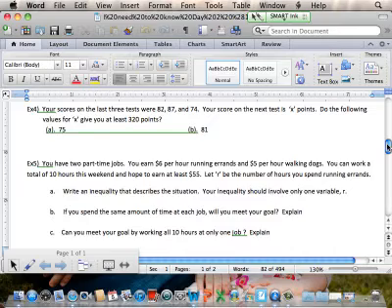As I look at example number 4 here, it says your scores on the last 3 tests were 82, 87, and 74. Your score on the next test is X points. Do the following values for X give you at least 320 points?